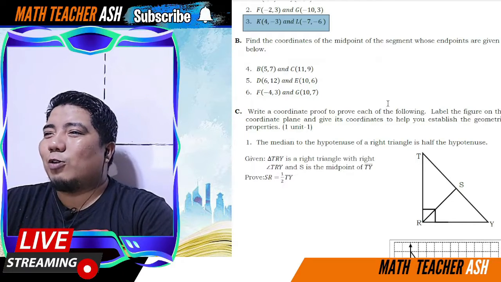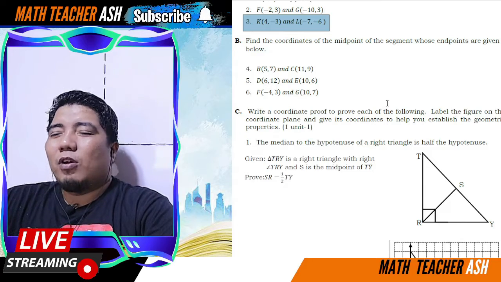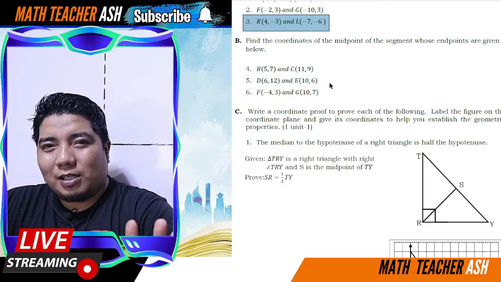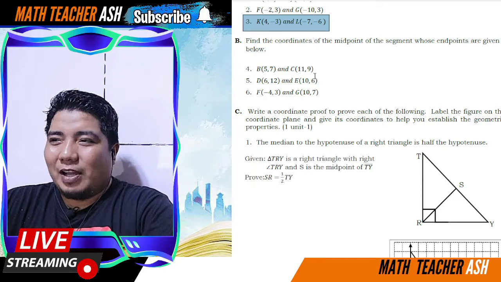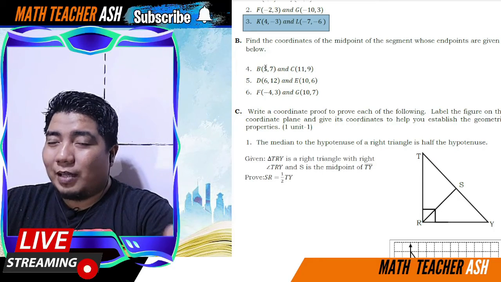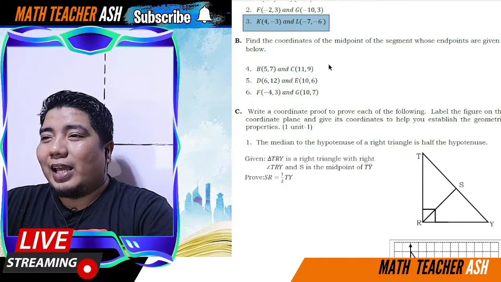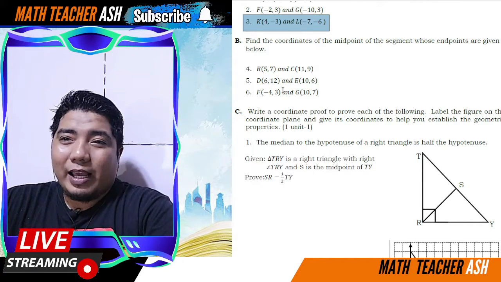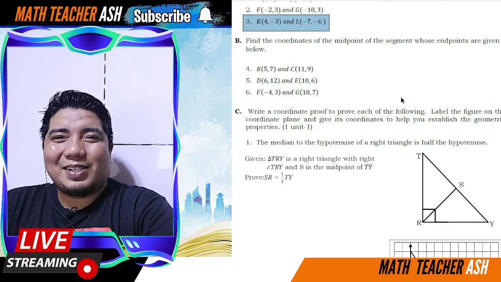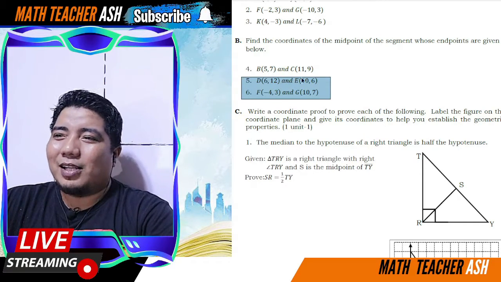Okay, so now let's go to letter B. Find the coordinates of the midpoint. O, coordinates ng midpoint naman. Of course, in this part, you will use the midpoint formula. So, paano ba kukunin si midpoint? I-add mo lang, divide by 2. So, 11 plus 5, that is 16, divide by 2, that is 8. 9 plus 7, that is 16, divide by 2, still 8. Therefore, the midpoint for number 4 is located at 8, 8. Alright, so napakadali lamang po, my dear math learners. Now, 5 and 6, I'm sure kayang-kaya nyo nang sagutin yan.